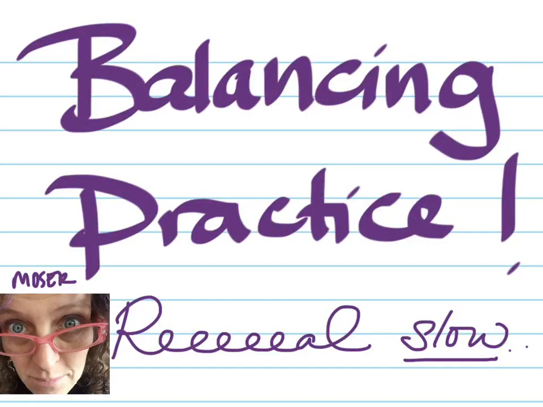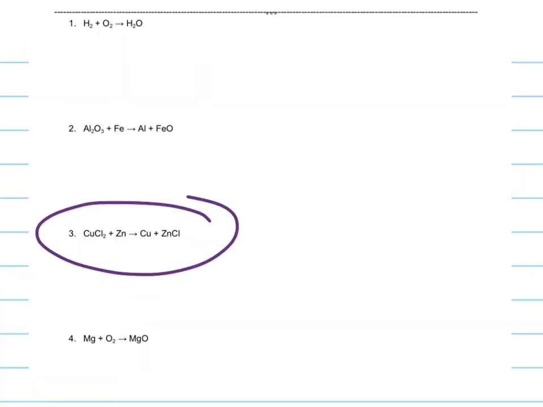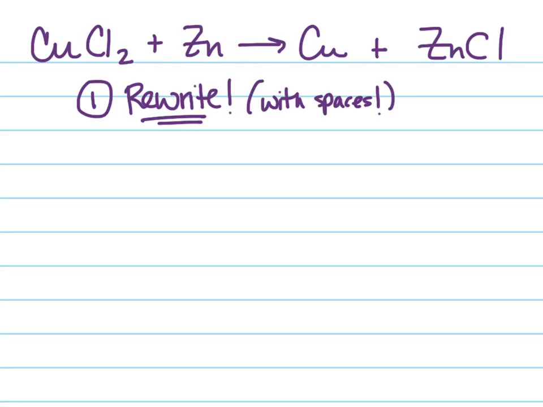Okay, here is number 3 in the balancing practice real slow with Moser videos. We're going to do the third problem on your practice sheet. That'd be this one. Okay, so step 1 for any balancing chemical equation problem, rewrite that equation with spaces in front of each reactant and product. Remember, you cannot change any formulas.